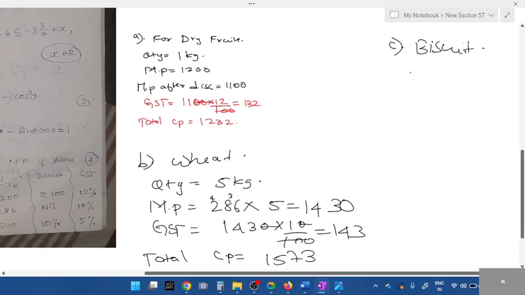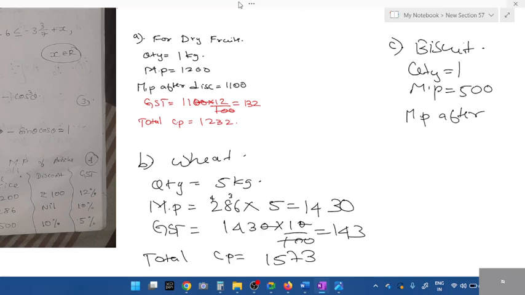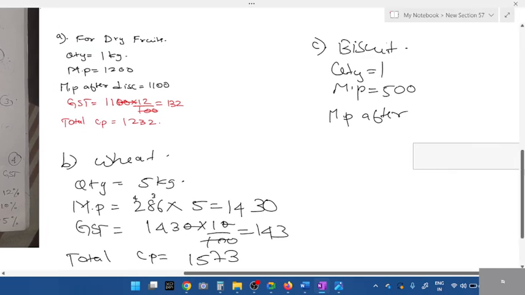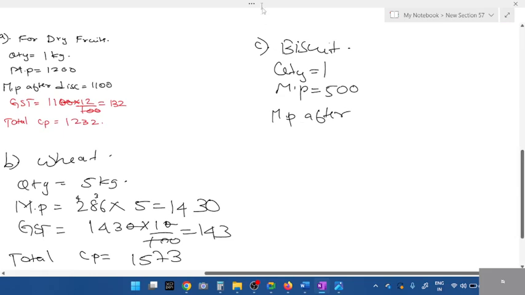So there is no quantity. Quantity you have to take as one. Mark price is equal to 500. Discount is equal to 10%. So discount, right? Mark price after discount. So the only difference is the quantity will increase or decrease. Based on that, you'll have to calculate.